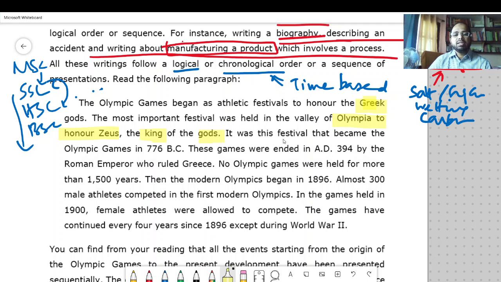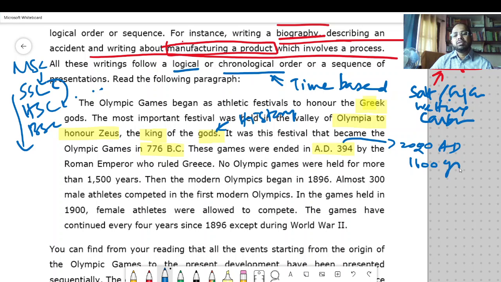It was this festival that became the Olympics. Not mythical, but it is true. I think some history is there, and you can read about that later. The Olympic Games began in 776 before Christ. These games ended in AD 394. Like now we are in AD 2020. So that means about 1600 years back it happened, by the Roman Emperor who ruled Greece.